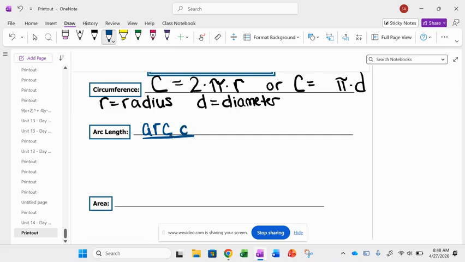The arc degree over 360. So by doing the arc degree over 360, it's really telling me what fractional part that arc is taking up of the circle. And then I'm going to multiply it by the whole circumference of the circle. So let's say arc AB is 1/6 of the whole circle. Well, if arc AB is 1/6 of the circle, shouldn't its perimeter be 1/6 of the whole perimeter, or the whole circumference of the circle?